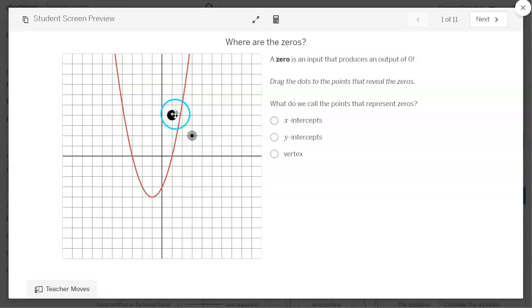Now on this one, they will slide these points over the graph until they place them on the zeros. A zero is an input that produces an output of 0. So I'm not telling them where those are. I'm not giving them up front what that looks like on a graph. I'm having them discover it themselves. Now as soon as they do put both of those points in the correct spot, the word correct will appear on the screen. So they will get immediate feedback and know that they found them.